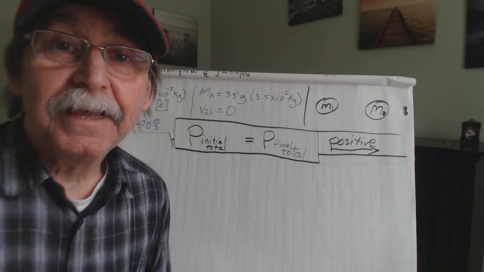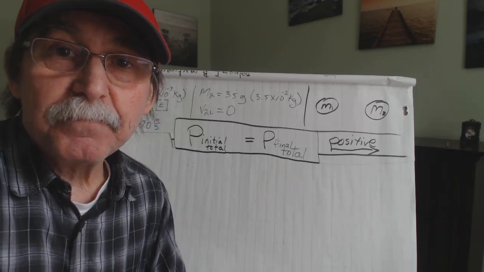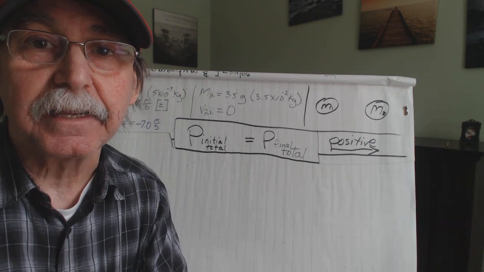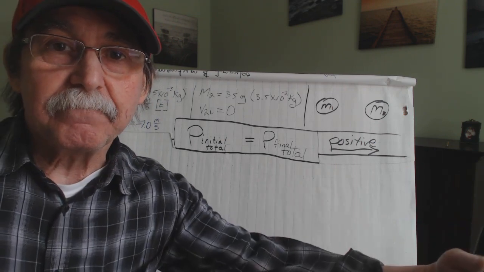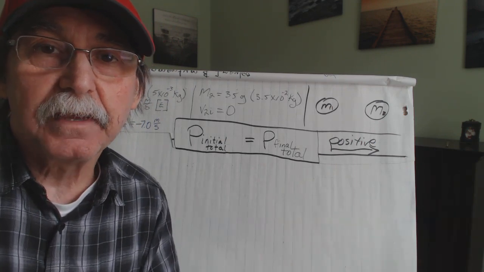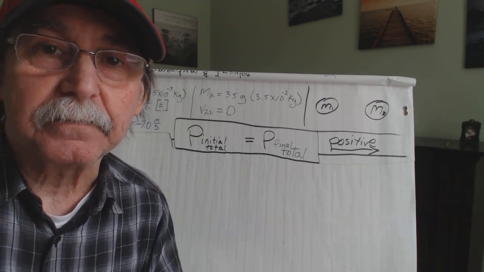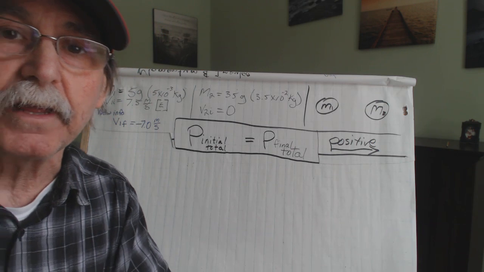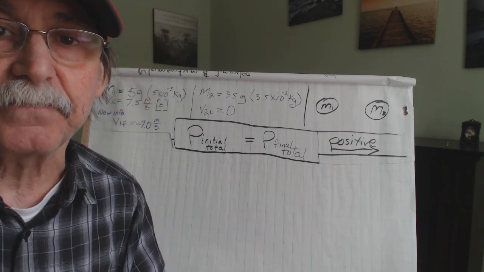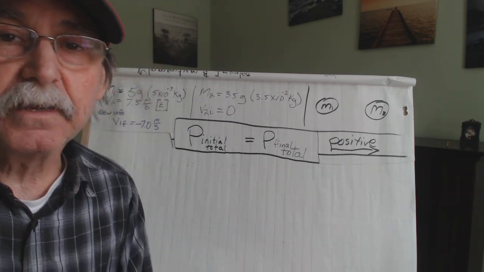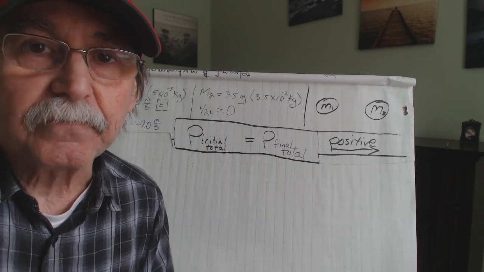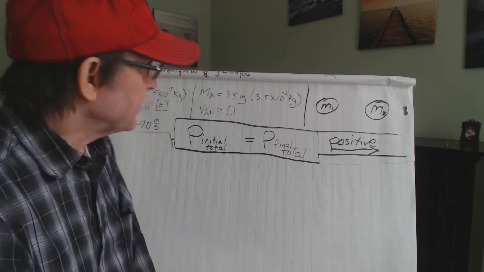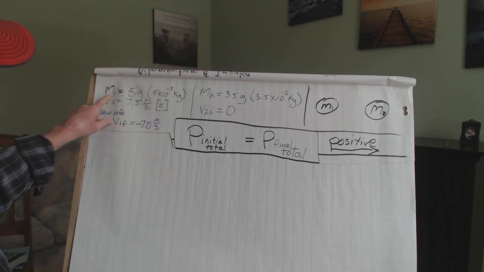Hi, everyone. So we were talking about two objects colliding and bouncing apart from each other. So let's carry on with that example that I brought up before, where one ball had a mass of 5 grams, the other one had a mass of 35 grams, and they hit. What happens? Okay, so let's go through this.